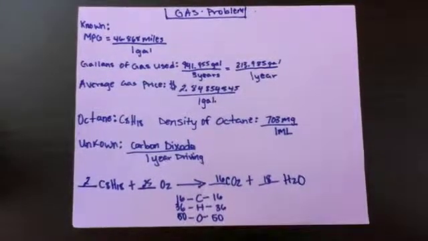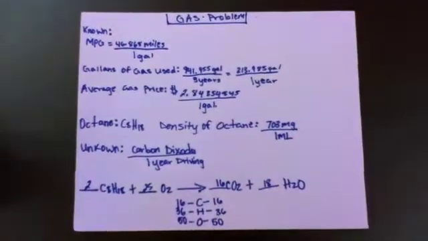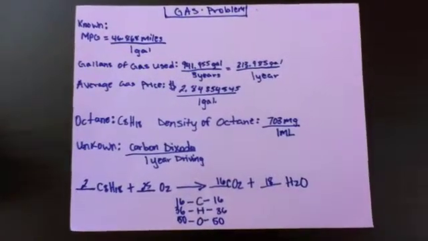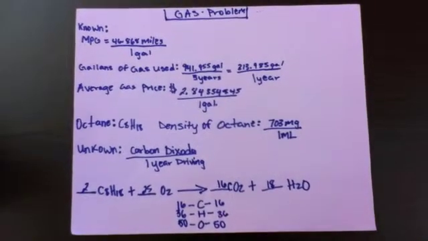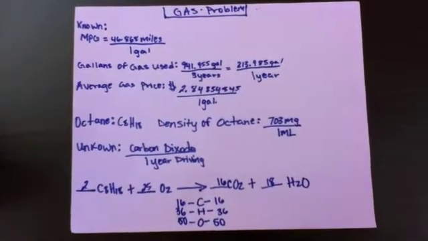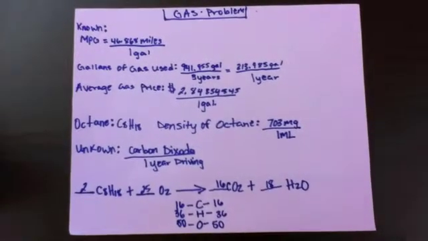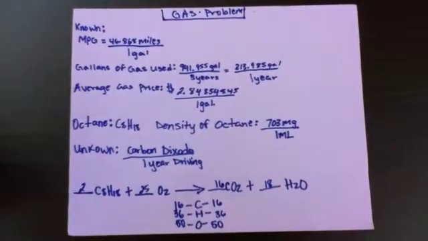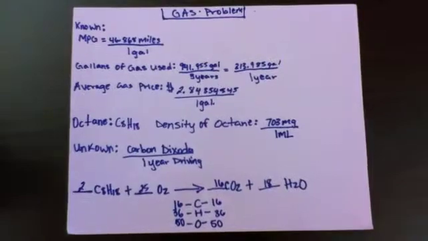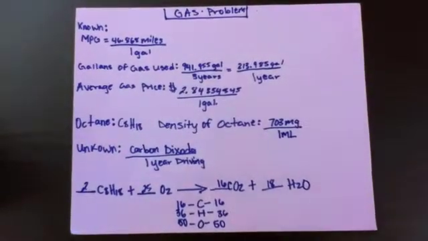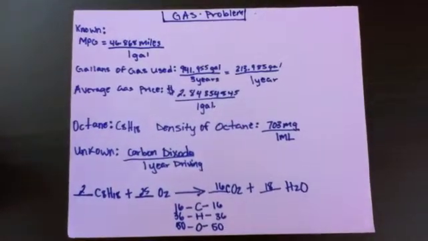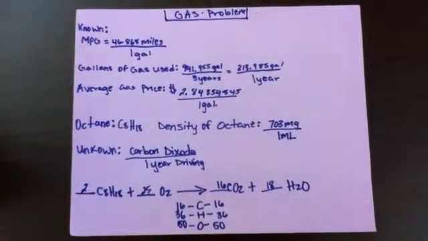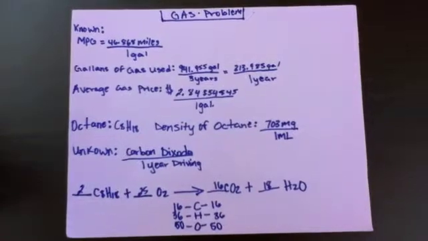Using Mr. Wood's data, we know his overall miles per gallon is 46.868 miles over 1 gallon. Gallons of gas used is 941.955 gallons over 3 years. You divide that and you get 313.985 gallons per year. The average gas price is $2.84 over 1 gallon. Octane is C8H18, which is carbon and hydrogen. The density of octane is 703 milligrams over 1 milliliter. Unknown is the carbon dioxide over 1 year of driving.